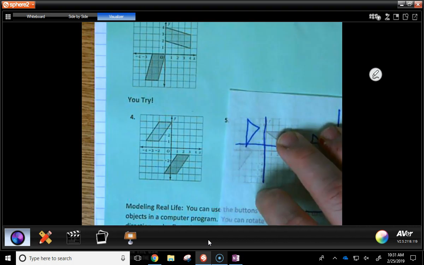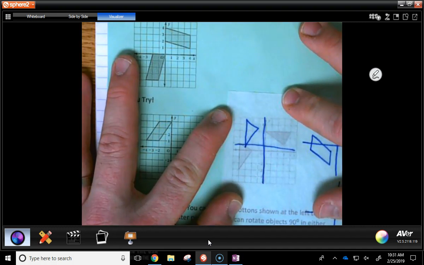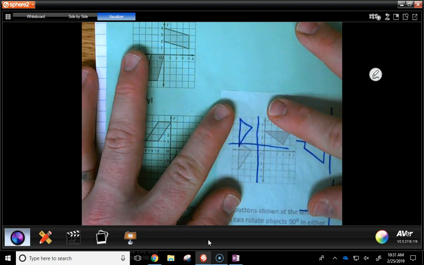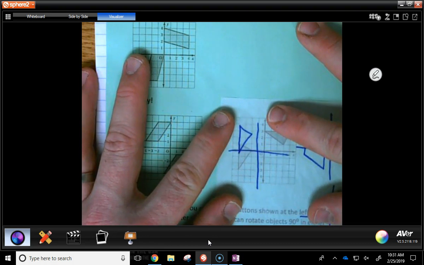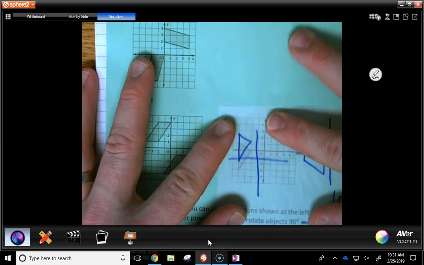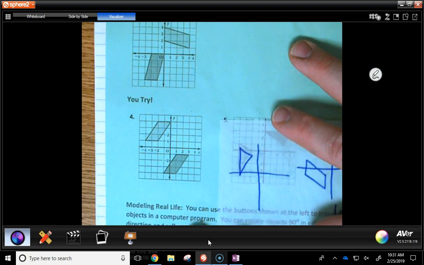Pay attention. We have rotated clockwise 270 degrees. And then you want me to translate what? Left 1 unit. And then down 3. Oops, I think I was off 1. Hold on. Okay, then 1, 2, 3. Perfect.